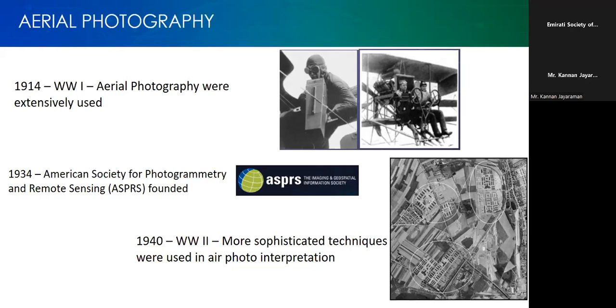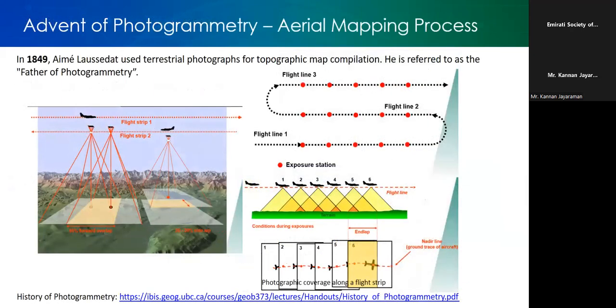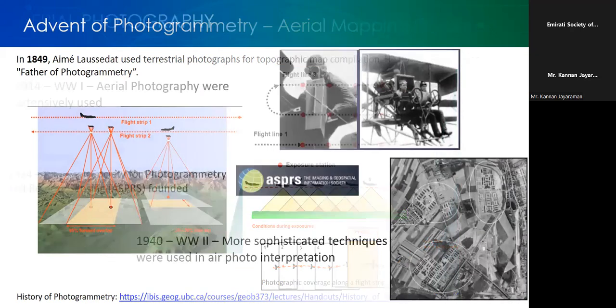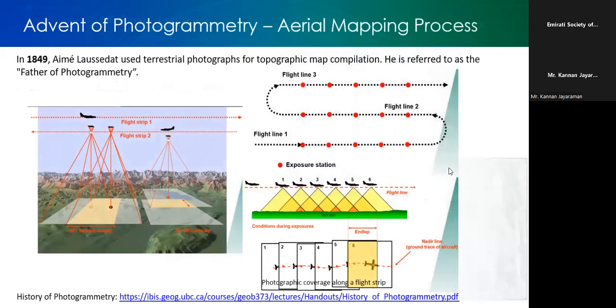So after seeing this, in 1849, Laussedat used a terrestrial photograph. He was the first person, considered the father of photogrammetry, to use the terrestrial photograph to do the topographic map compilation, right? I mean, this was done manually.